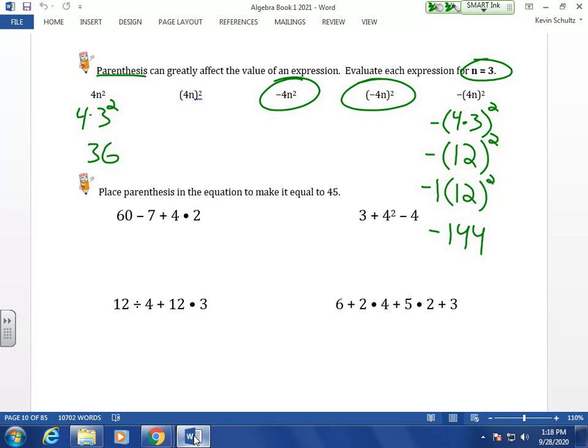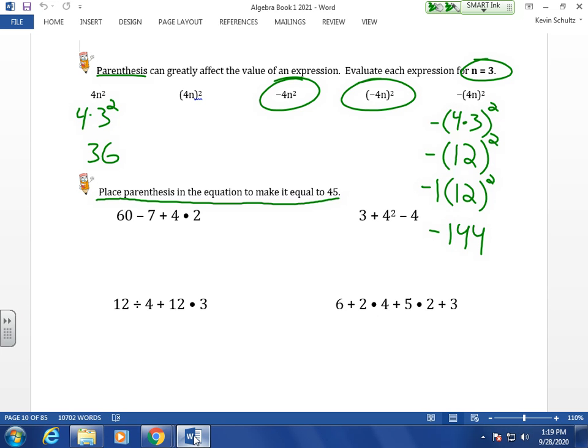Yes. The very bottom section here is kind of another way to look at order of operations. Right now, if you were to calculate all 4 of these, none of them would equal 45. However, I would like you to place parentheses in the equation to make it equal 45. So you are not adding any numbers. You are not changing any operations. You are simply adding parentheses to change the order of operations.